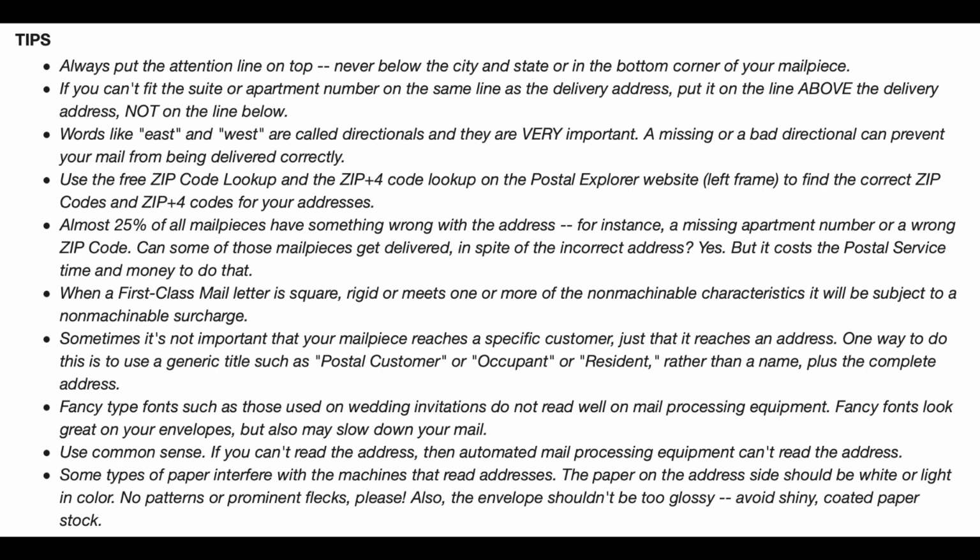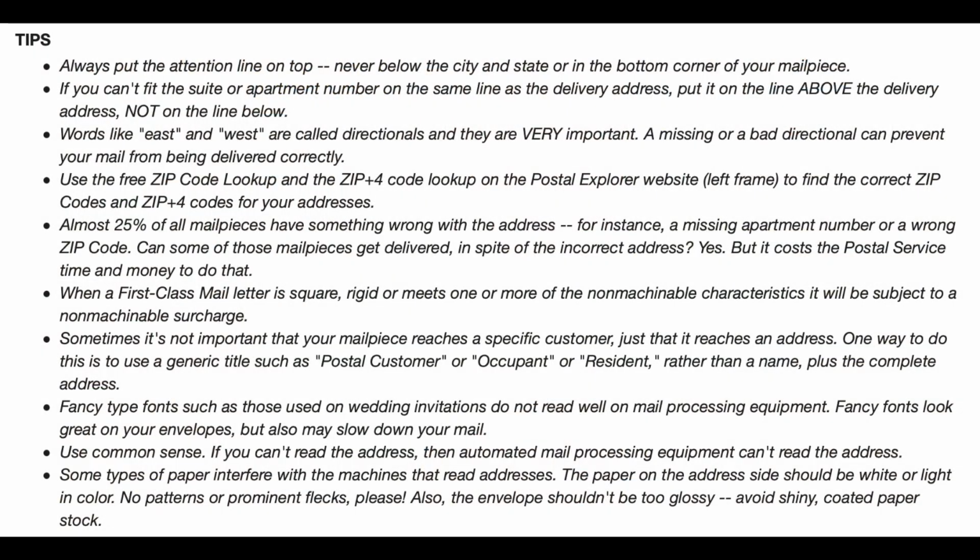So here are some further tips on how to address an envelope properly, a first-class envelope with U.S. Postal Service. Always put the attention line at the top, never below the city and state, like attention, Joe Blow, or whatever. By the way, the machines that read the address, they read it from the bottom up. They read the zip code and the state first, and then it goes up to the most detailed part of the address. If you can't fit the suite or apartment number on the same line as the delivery address, put it on the line above the delivery address, not on the line below. And the reason why is because it's reading from the bottom up. It wants to know the street address, and then it wants to know the apartment number above that.